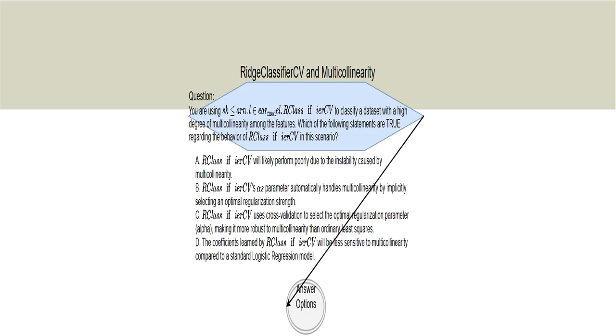I see that this title introduces the core topic: how the RidgeClassifierCV algorithm, a type of linear model in machine learning, handles multicollinearity. Multicollinearity is when multiple predictor variables in your data are highly correlated, which can make it difficult for a model to understand their individual effects. The goal of this problem is to determine how RidgeClassifierCV addresses this challenge.